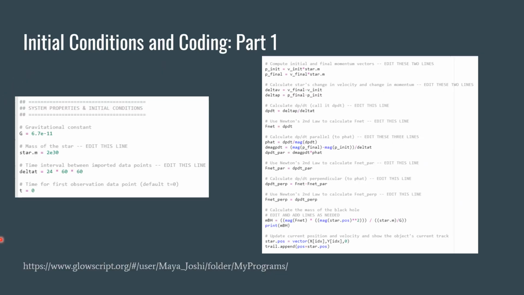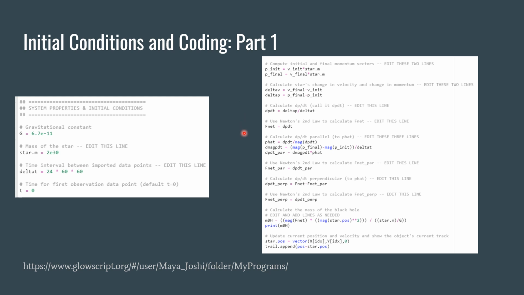Here we have the initial conditions, where we have the gravitational constant, the known mass of the star, delta t, and then the time for the first observation data point. We are then calculating momentum initial and momentum final by doing mass times velocity, initial and final velocity. Then we are finding the change in velocity and the change in momentum. We're then using those values to calculate dp dt, which is just the change in momentum over delta t, and we denote this as F net.